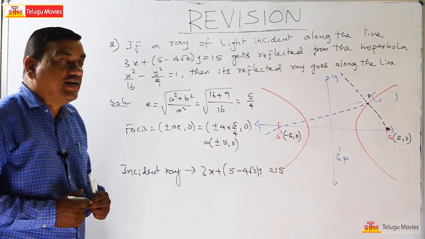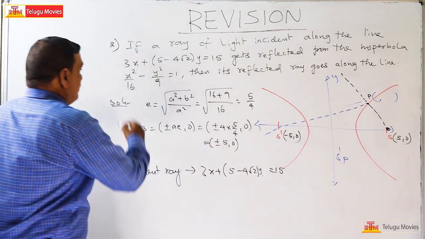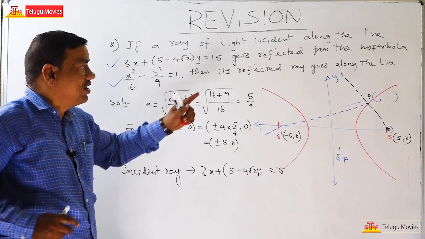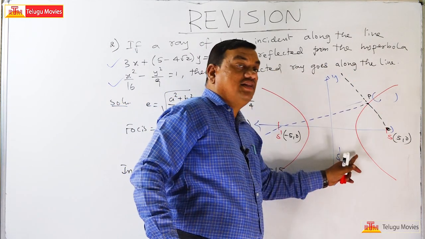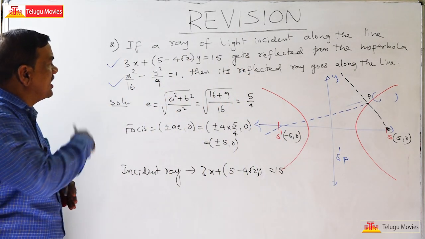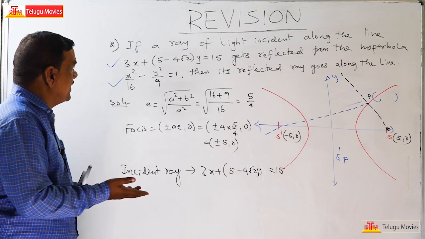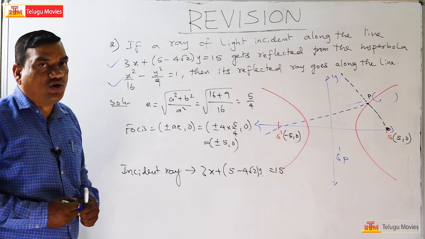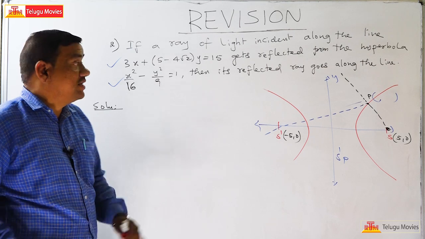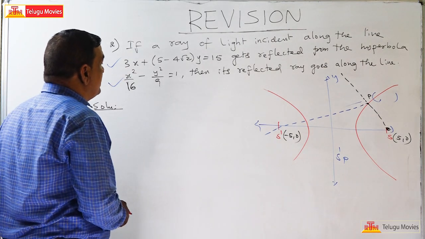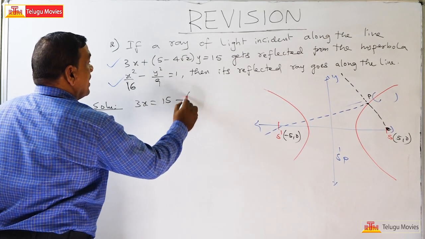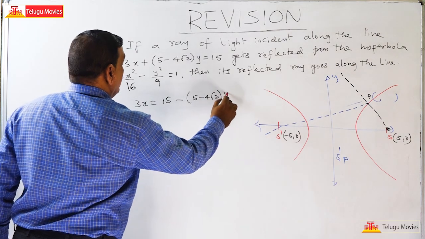How to find the coordinates of P? Solve these two equations. If you solve those two equations, you will get the point of intersection, that is the point of intersection of the incident ray and the hyperbola. Let us convert it into x or into y. Okay, so let us find the point of intersection. Welcome back. So here let us solve these two equations. From these equations, I will write 3x is equal to 15 minus 4 root 2 into y.